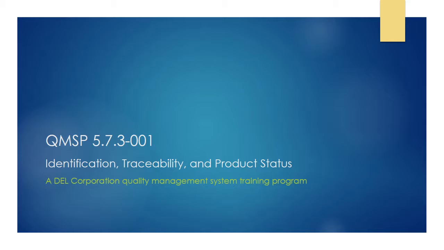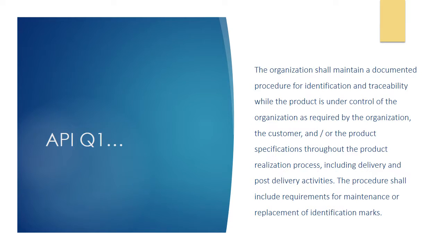5.7.3-001 Identification, Traceability, and Product Status. API Specification Q1 states, the organization shall maintain a documented procedure for identification and traceability while the product is under control of the organization as required by the organization, the customer, and/or product specifications throughout the product realization process, including delivery and post-delivery activities. The procedure shall include requirements for maintenance or replacement of identification marks.